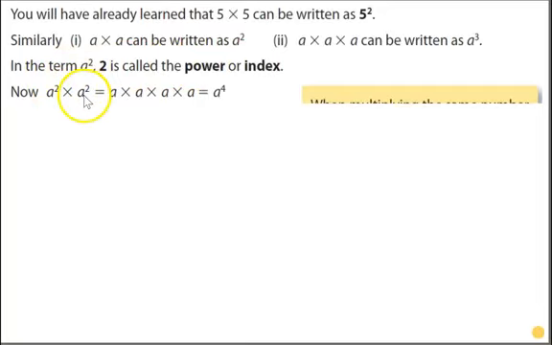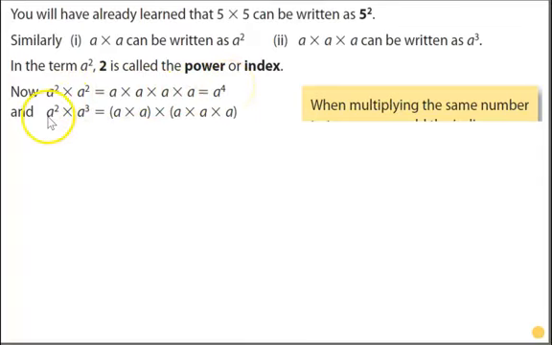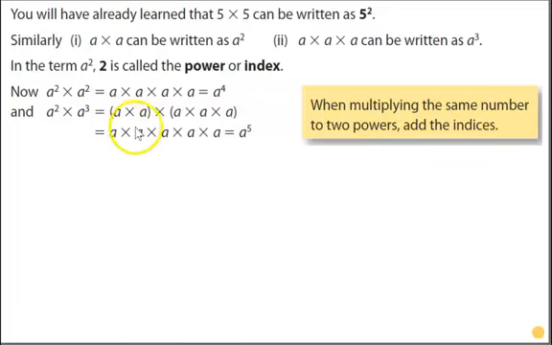Now, a squared times a squared is going to be a by a by a by a, which is a to the power of 4. A squared times a cubed is a by a by a by a by a, and that gives us a to the power of 5. So again, when multiplying the same number to two powers, we add the indices. So that's another way of saying multiplying powers with the same base, we add the powers.